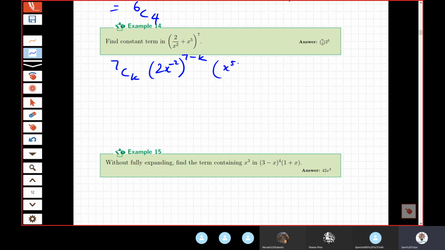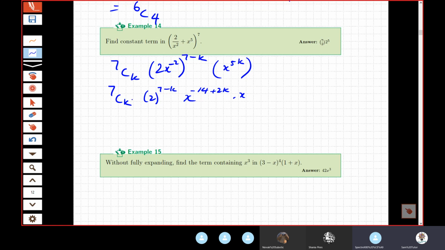That's even better. And then we're going to simplify this thing. So it's going to be 7 choose k, and then 2 to the 7 minus k. Split up your numbers and your letters. So 2 to the power of this, and then x to the negative 14 plus 2k. Yeah. And then you've got the x to the 5k.